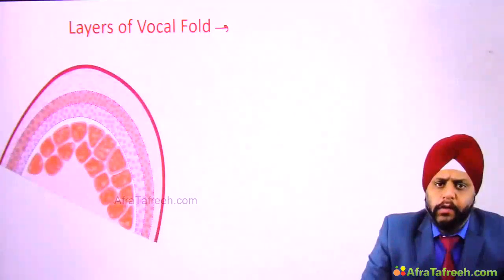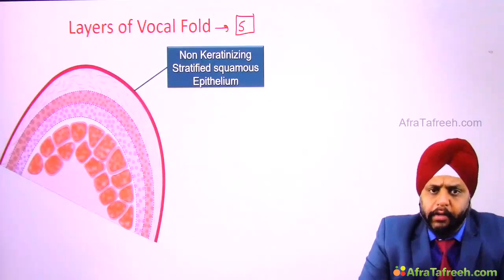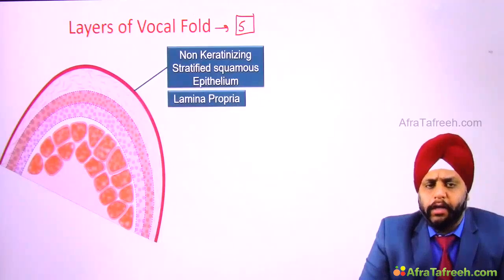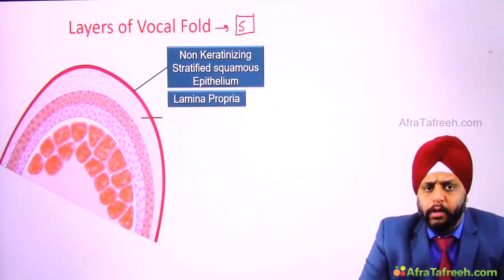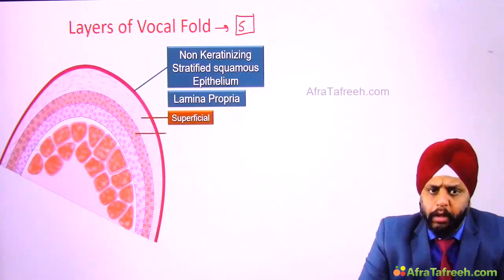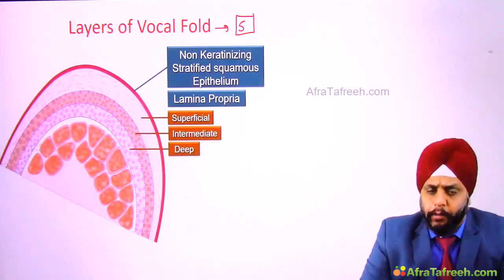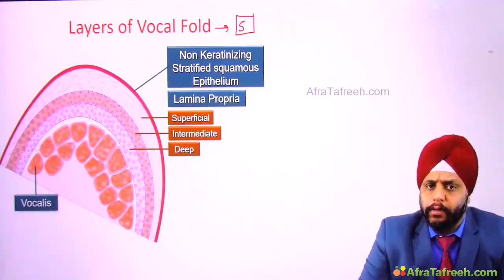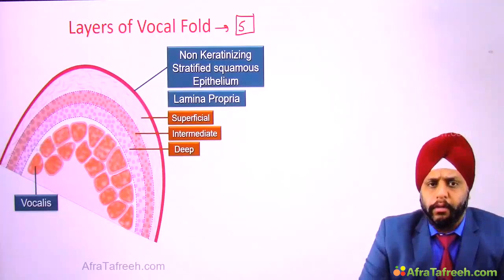The vocal fold is made up of 5 layers. What are the layers? Number 1, we have the non-keratinizing stratified squamous epithelium, right? Number 2, we have the lamina propria. The lamina propria is further divided into 3 more layers: the superficial layer of lamina propria, the intermediate layer of lamina propria, and the deep layer of lamina propria, right? And finally, we have the vocalis muscle. All right, so there are 5 layers of vocal fold.